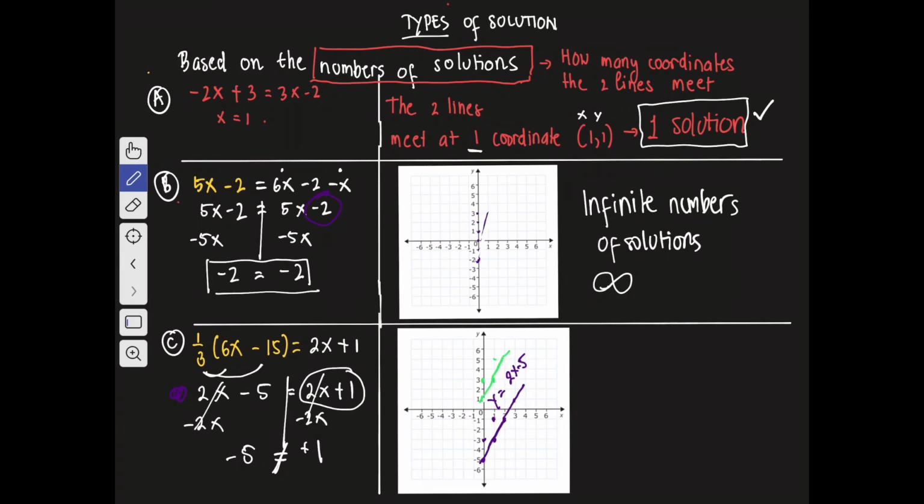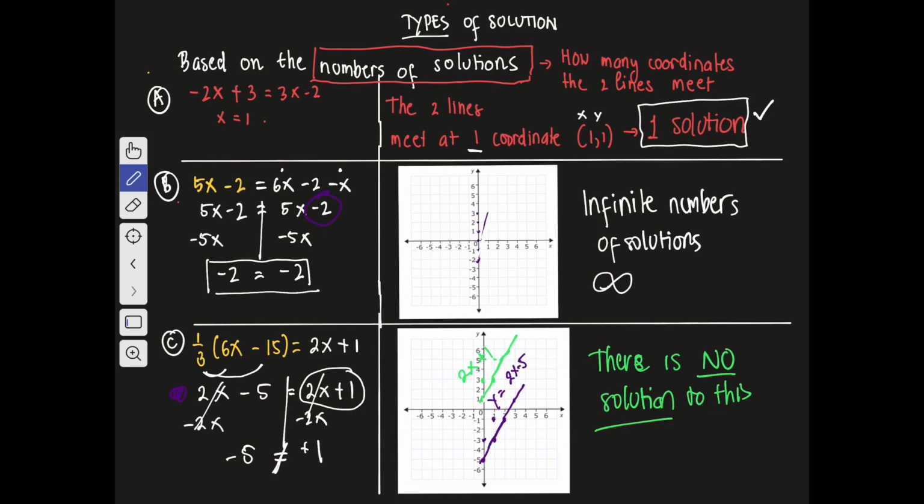Do you see this is actually a parallel line? Will they ever meet? Of course, parallel lines will never meet. So because the parallel lines will never meet, that means there will be no solution to this equation. So that's the third type of solution.